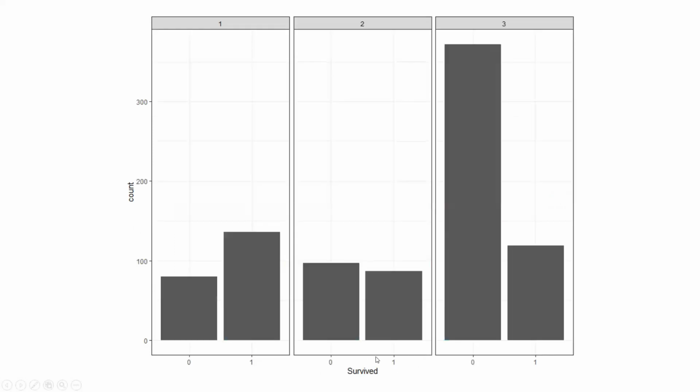Now you see survival rate by class: first class, second class, and third class.